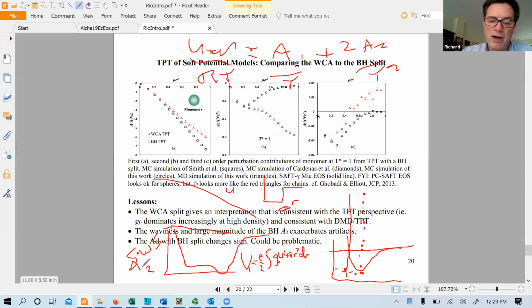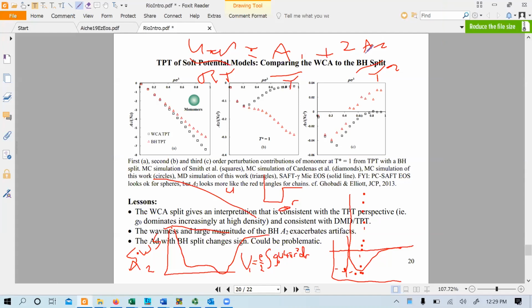Right. So we could expand G as a perturbation series in temperature also. So we could have a G naught plus a G1 times beta epsilon plus G2 times beta epsilon. So okay, the G1 would give me A2. That's a little confusing. Okay.